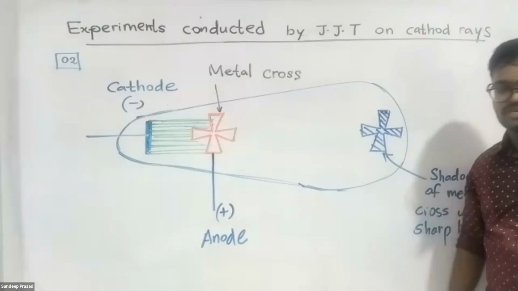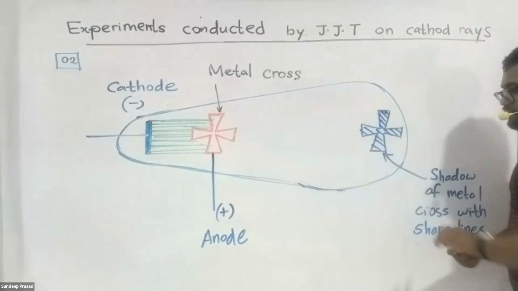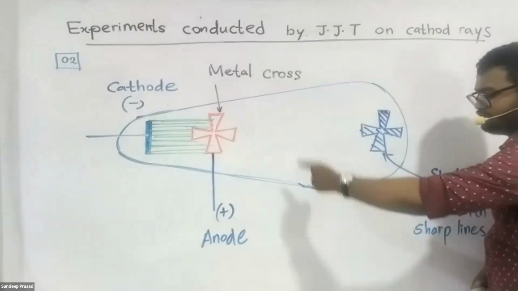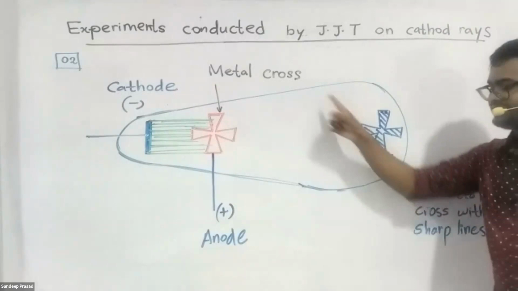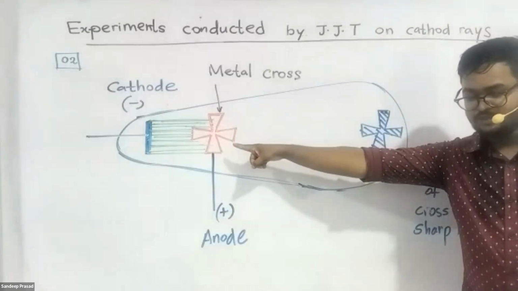If you want a larger shadow than this, we have to see that shadow properly. That's why they have used this kind of glass tube. Can you understand? I will tell you the reason. The reason they have used this shape is that sometimes they need to see a large shadow.